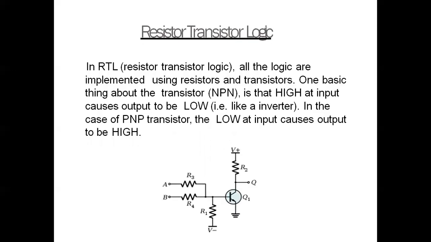Next one, that is transistor logic. It is RTL. The logic is implemented using resistors and transistors only. One basic thing about the transistor is that a high at input causes the output to be low. In the case of a PNP transistor, a low at input causes the output to be high.